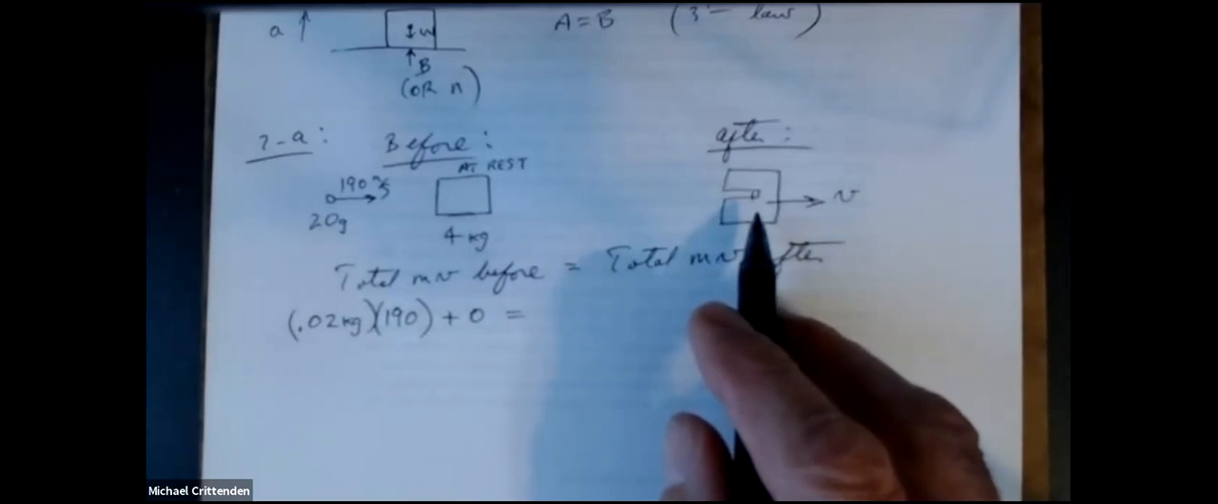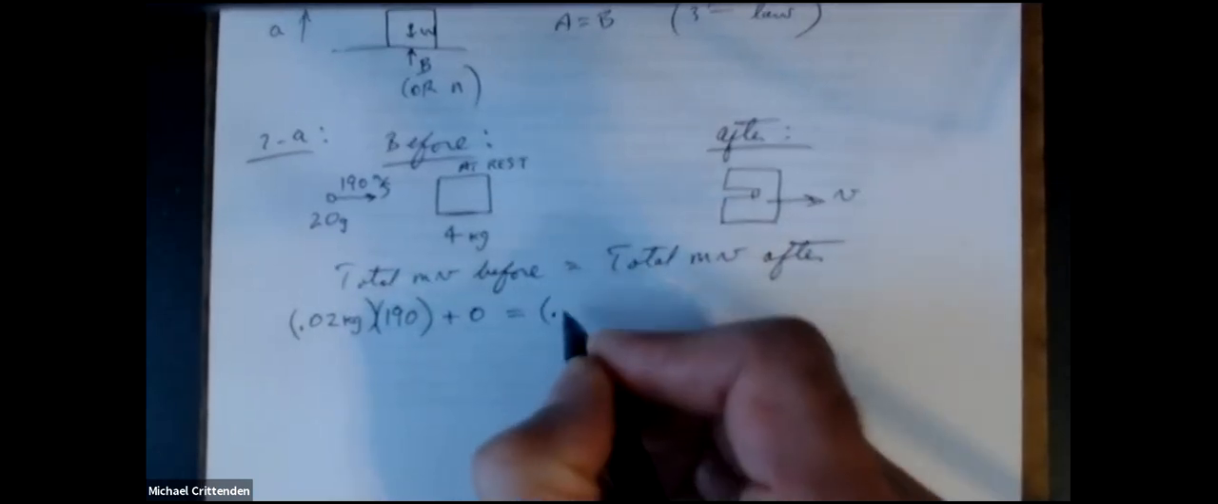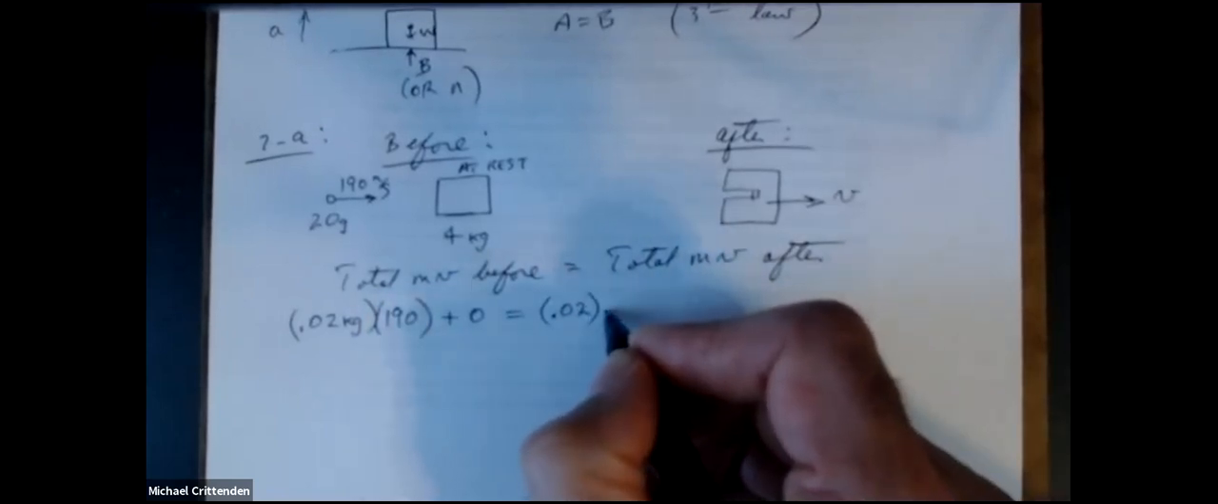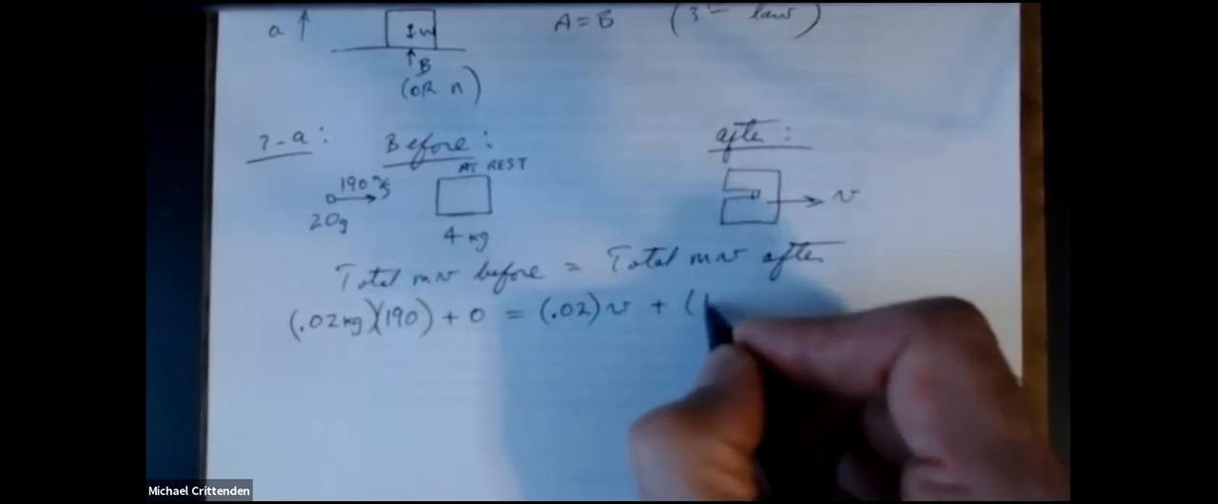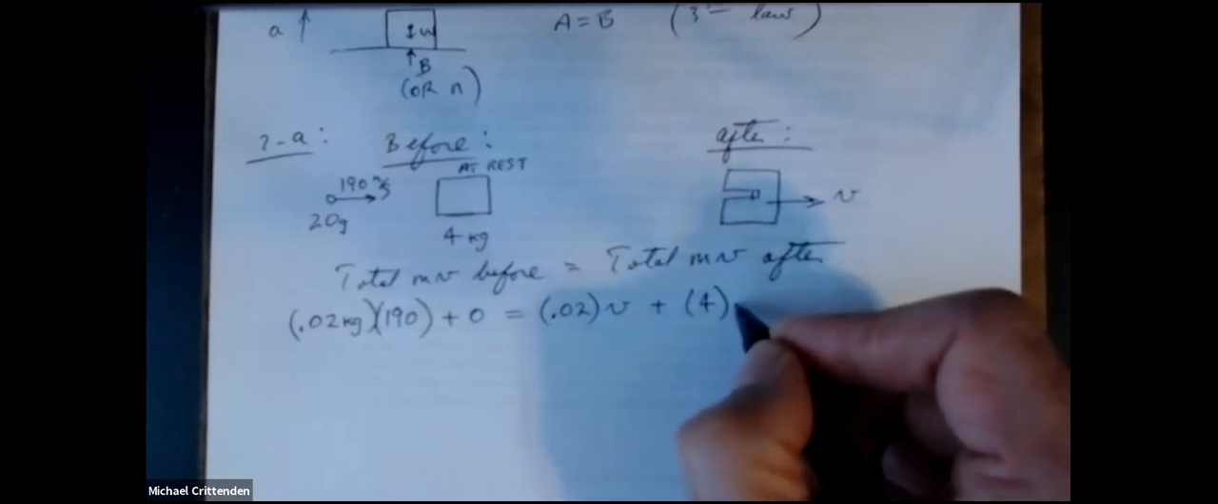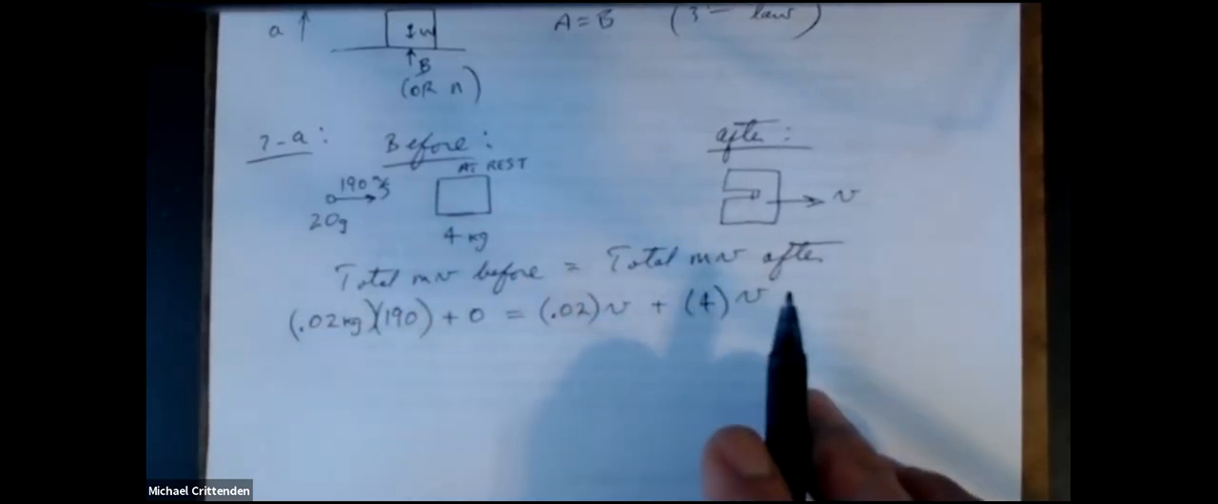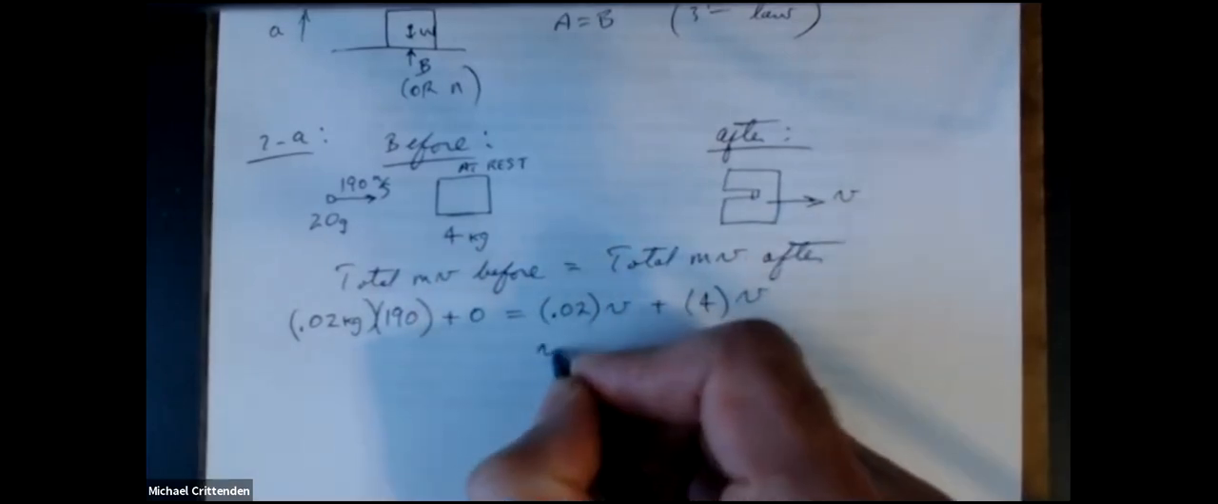Afterward, the bullet is still 0.02 of a kilogram, and it's going with a speed that I'm calling v. And the block is still 4 kilograms, and it's moving at the same speed. In some other question, like two balls colliding on a pool table where they bounce off each other, then you'd have two different velocities, v1 and v2 in the end. But in this case, v1 equals v2 because they're stuck together.